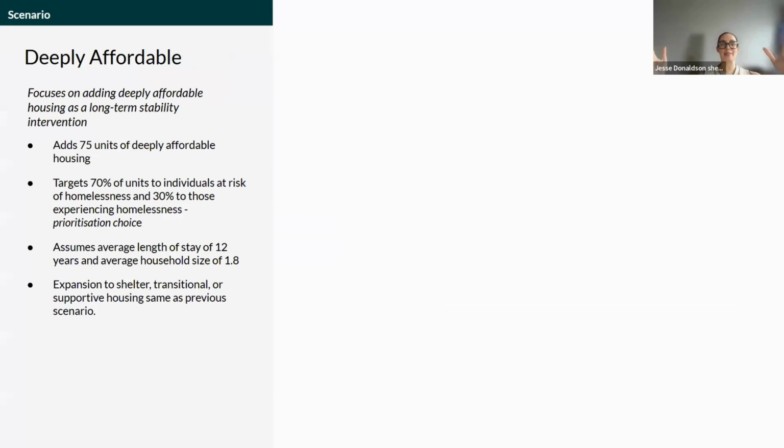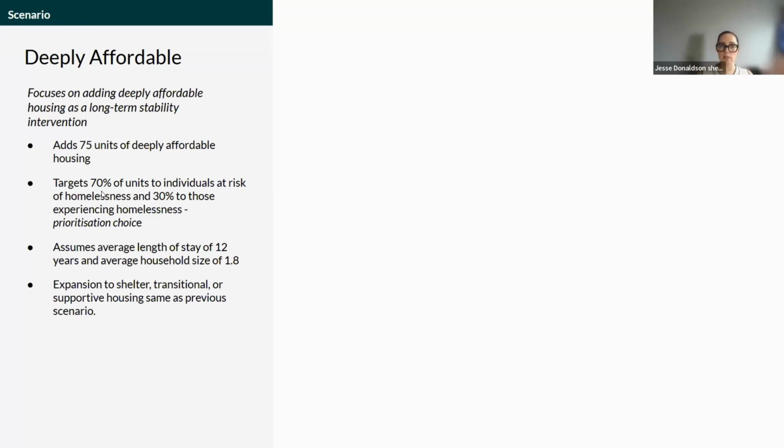So let's build housing for people at risk of homelessness. So what I've done here is I said, let's keep everything else the same, but let's add an additional 75 units of deeply affordable housing. That's not huge in their portfolio of 500 already. So we're just adding 75 units as a modest increase.